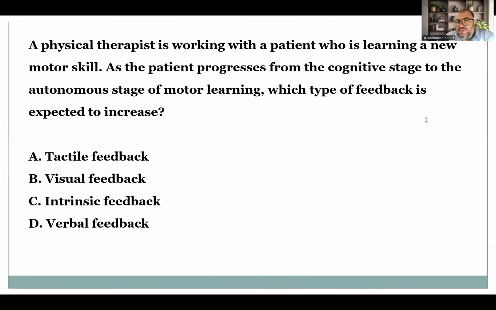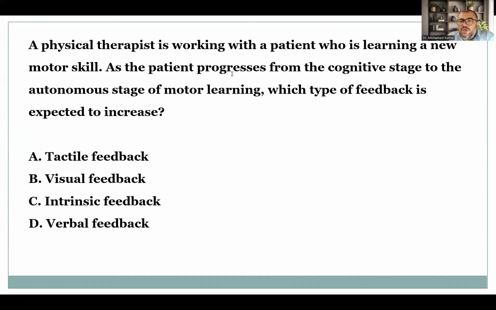A physical therapist is working with a patient who is learning a new motor skill. As a patient progresses from the cognitive stage to the autonomous stage of motor learning, which type of feedback is expected to increase? We are dealing with patients who might have stroke, traumatic brain injury, or whatever, and this would affect their cognitive ability, motor ability, functional ability, and we do motor retraining or motor re-education for those patients. So we need to understand the stages of motor learning.